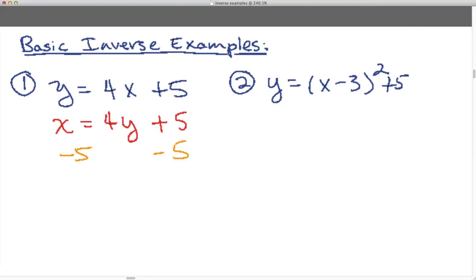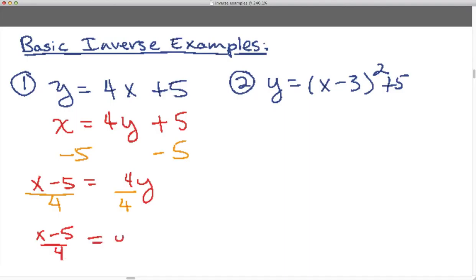And when I do that, I end up with x minus 5 equals 4y. And then the 4 is multiplied to the y, so divide it on both sides. And then there's your inverse, x minus 5 over 4 equals y. Alright?